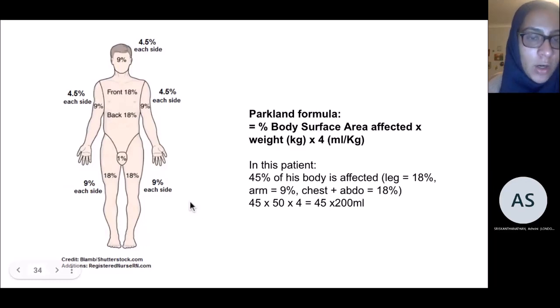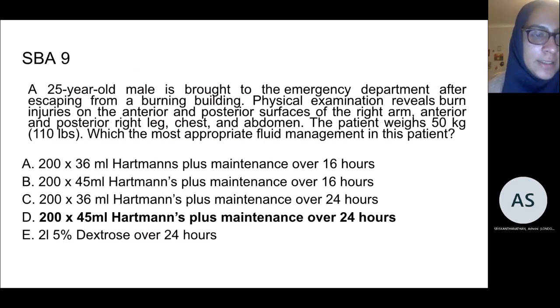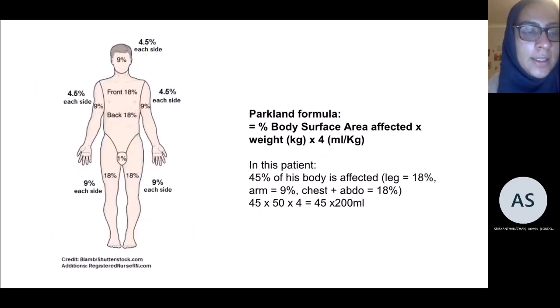So in this scenario, he had his leg affected, both sides. It was his right leg, his anterior and posterior right leg affected. So both sides of his right leg affected, and that counts as 18%. He had both sides of his right arm affected, which counts as 9%. And he had his chest and abdomen, so his whole front affected, which counts as 18%. So his total body surface area affected was 45%.